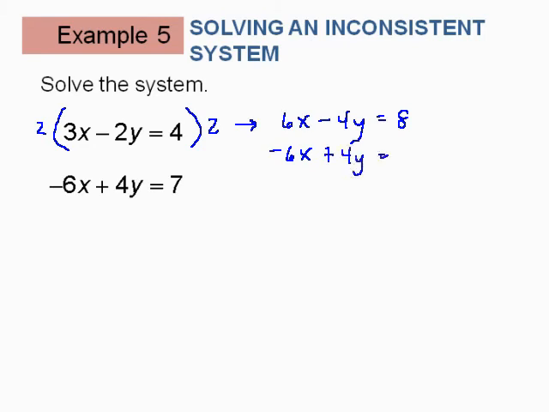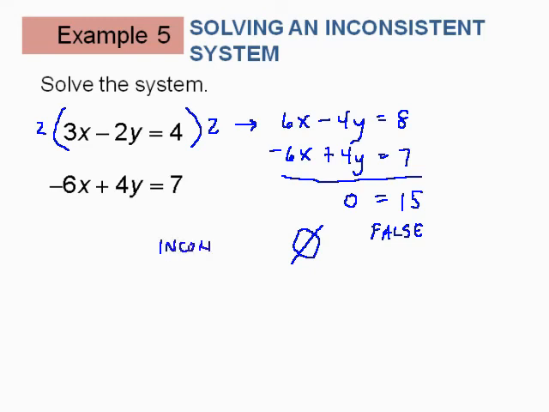But Houston, we have a problem. In this one, both the x's and y's went out. And whenever you add something to its opposite, you get 0 equals 15, which is a false statement. So whenever this happens, when the variables go out and you're left with something false, and you're asked to solve the system, it is inconsistent. There is no solution. The empty set is the answer. So this is called an inconsistent system whenever that happens.